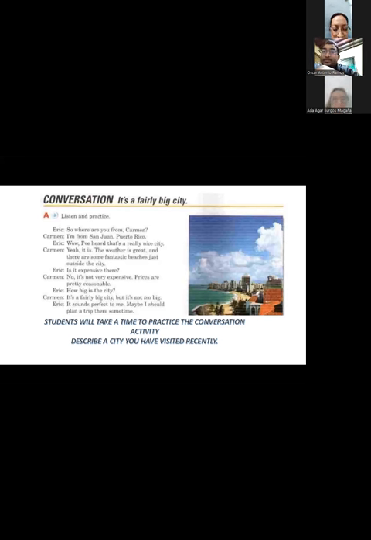So where are you from, Carmen? I am from San Juan, Puerto Rico. Wow, I live here. That's a really nice city. Yeah, it is. The weather is great and there are some fantastic beaches just outside the city. Is it expensive there? No. It's not very expensive. Prices are pretty reasonable. How big is the city? It's a fairly big city, but it's not too big. It sounds perfect to me. Maybe I should plan a trip there sometime.